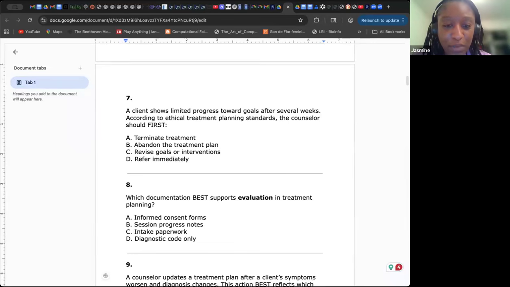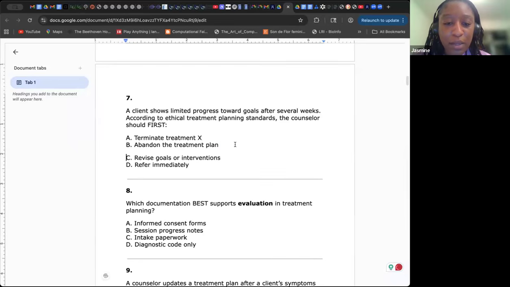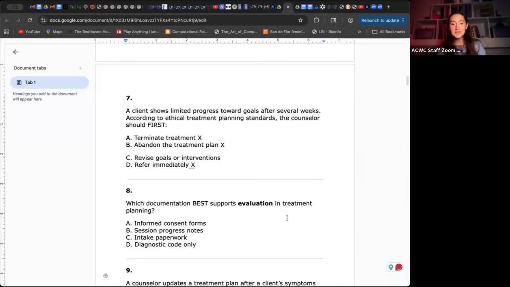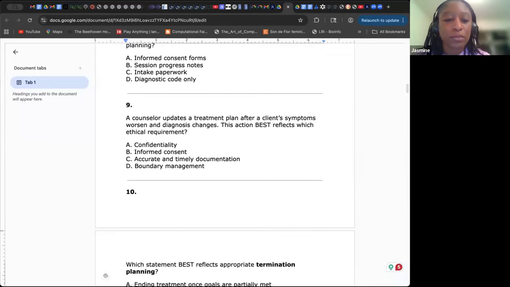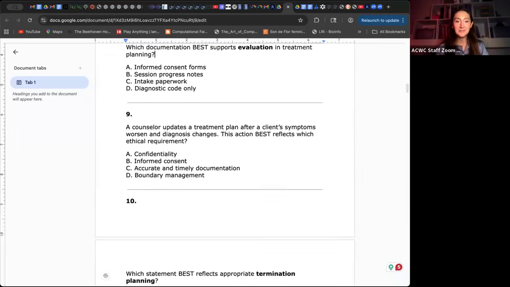So A, terminate treatment. B, abandon the treatment plan. C, revise goals for interventions. D, refer immediately. So I'll take out A and B. We don't want to terminate the treatment or abandon the treatment plan. And then take out D, refer immediately. So I would revise the goals and interventions. Absolutely. Nice job. It might feel tempting to do some of the others, but if it's severe enough, when someone's really not working at all with you, then maybe.